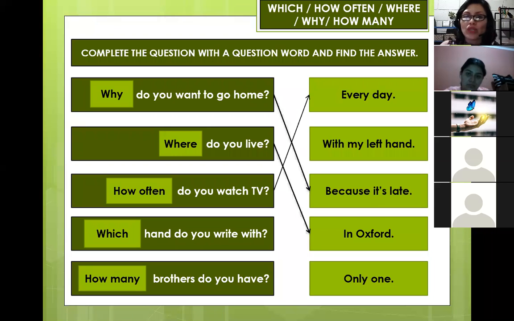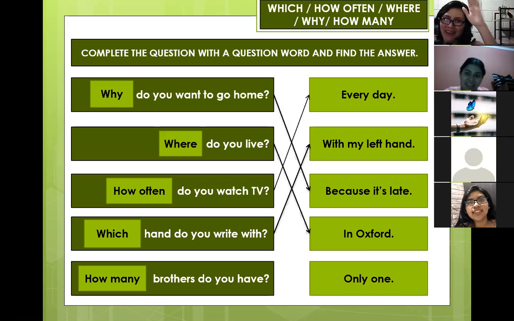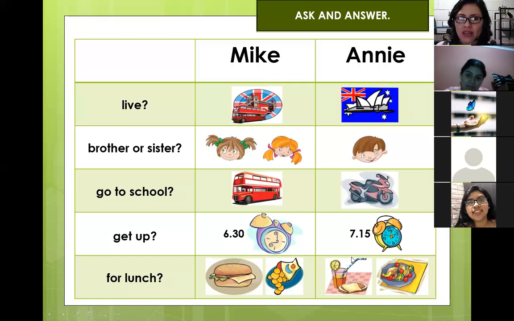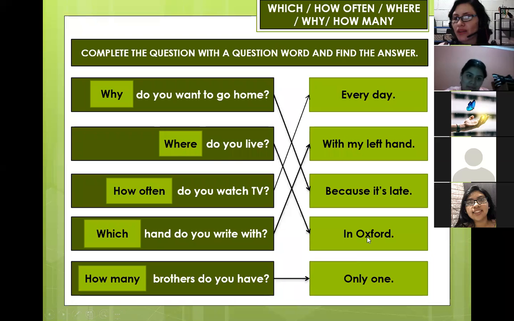Okay. Which hand do you write with? With my left hand. La derecha, maestro. With my left hand, right? So in my case is the right, right? Then the last one, how many brothers do you have? Only one. Bueno, ganan los que solo tienen uno, pero hay otros que tenemos mucho más. Así de que, that's cool if you had only one brother or one sister. Okay, guys. Very good. So, esta actividad quizás la voy a dejar pendiente and then I'm going to move to the following.